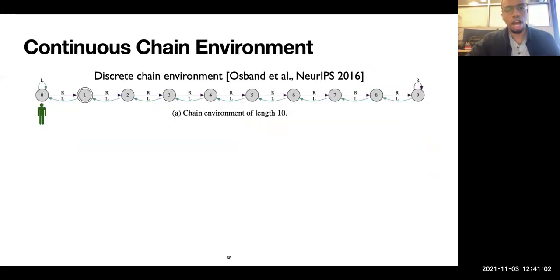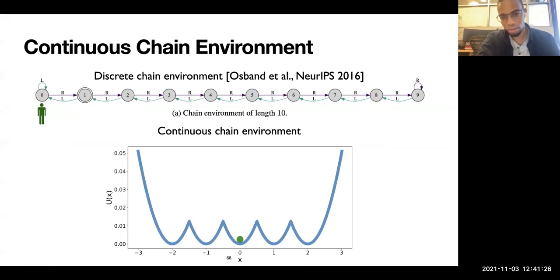Okay, so let's move on. So now let's move on to a continuous chain environment. A very popular environment for testing exploration abilities of reinforcement learning agents is a discrete chain environment. Here, the agent is just this green person, and the states are each of these discrete states. But this is discrete, and our method targets continuous environments. So here we made a continuous version of it.